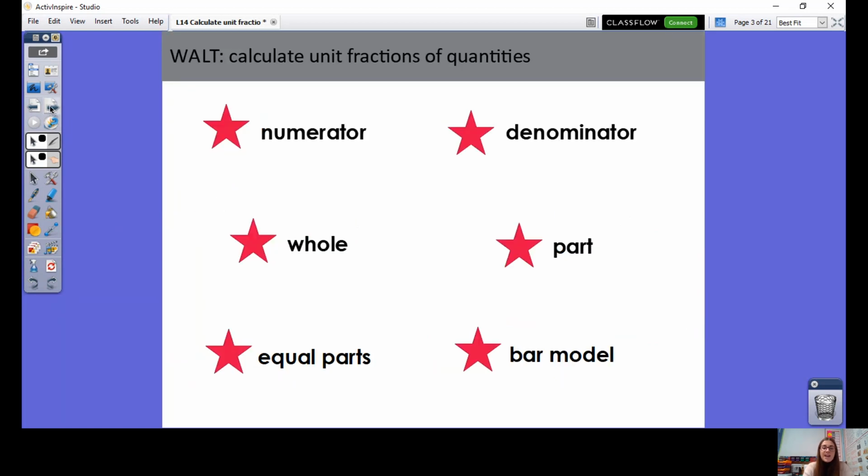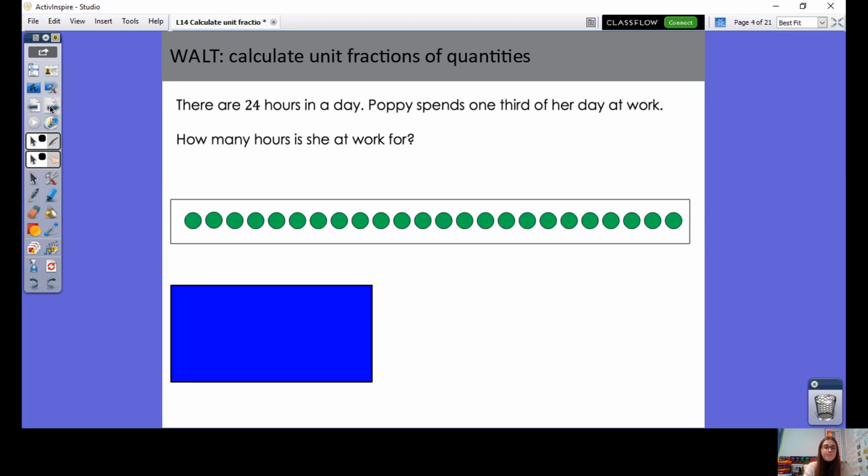Okay, so moving on to today's learning, you have the same star words as yesterday, so pause me now if you want to read through and recap on them. Okay, so today we're looking at unit fractions of quantities. Going to read you our problem.